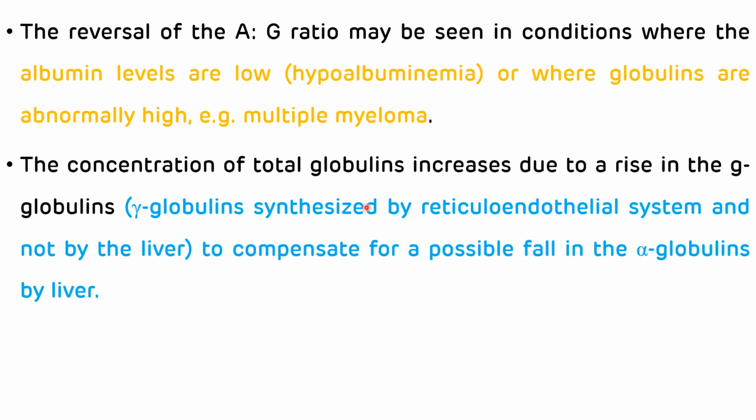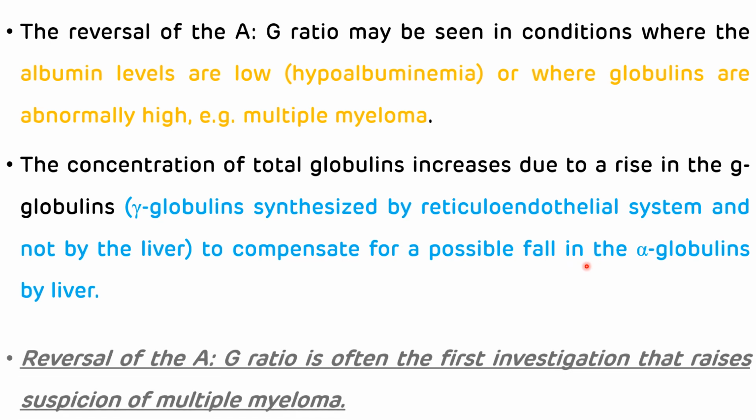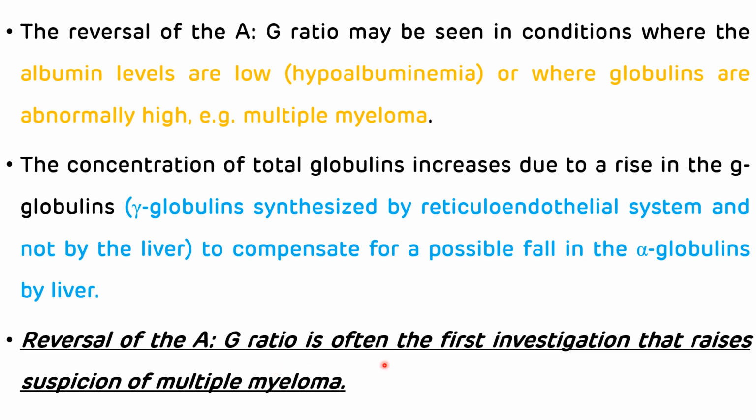The concentration of total globulins increases due to rise in gamma globulins, and these gamma globulins are synthesized by the reticuloendothelial system and not by the liver, to compensate for the possible fall in the alpha globulins by the liver. So reversal of A/G ratio is often the first investigation that raises the suspicion of multiple myeloma. So this thing one has to keep in mind. Reversal of the A/G ratio is often the first investigation that raises the suspicion of multiple myeloma.